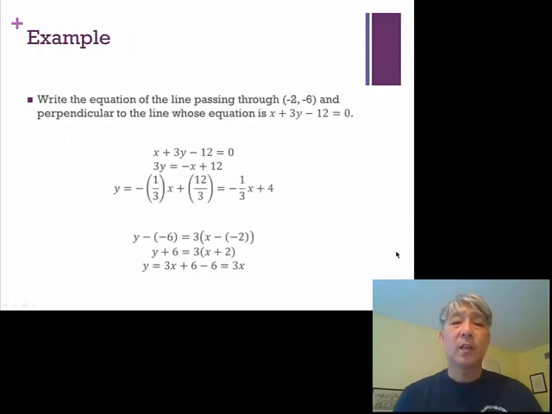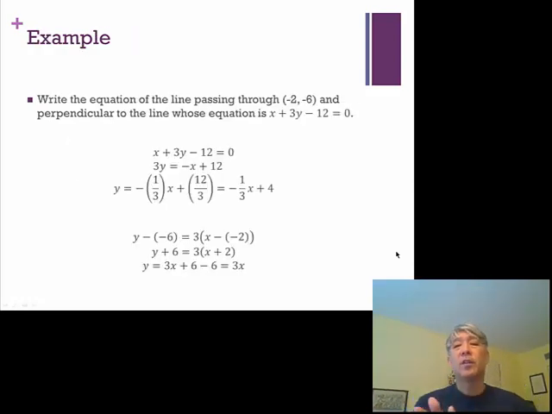So again, let's take a look at this. Write the equation of the line passing through (-2, -6) and perpendicular to the line whose equation is x plus 3y equals 12. Again, I only have the one point, so I'm going to go with the point-slope formula. But I need to find the slope of my first equation. I can do that by setting it to y equals mx plus b and solving. I find the slope of my first equation is minus 1/3.